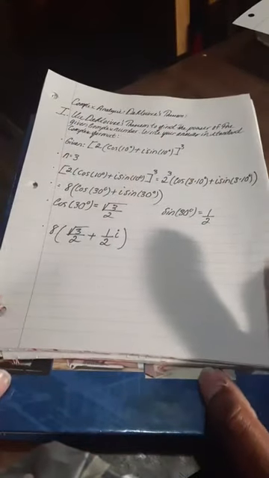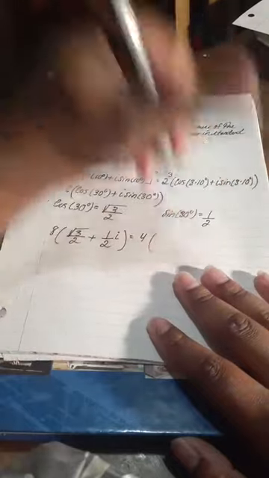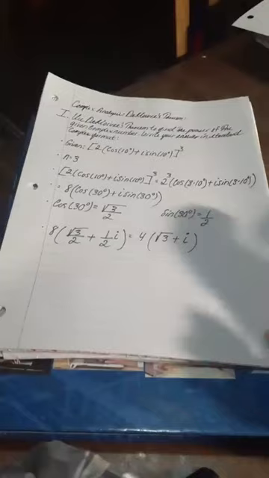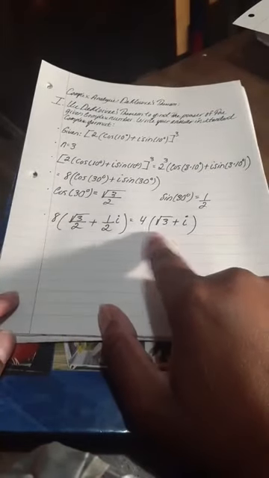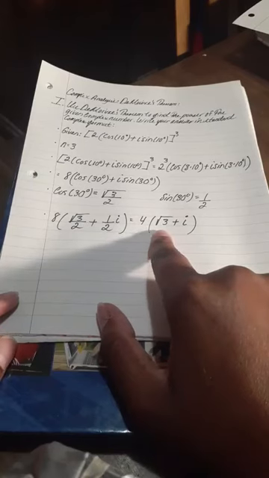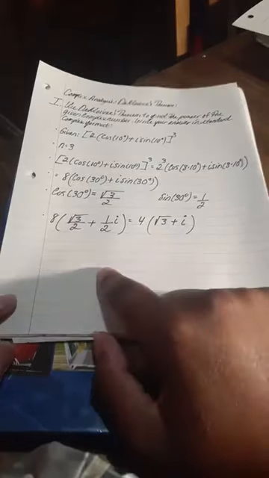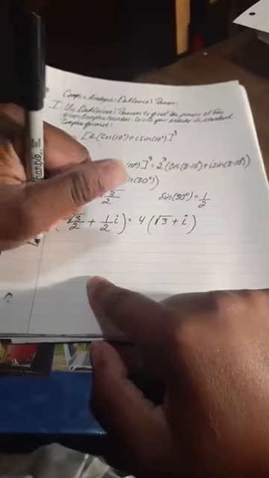Now if we distribute the 8 in and simplify a little bit, we'll get 4 multiplied by the square root of 3 plus i. And if we distribute this 4 in, we get 4 times the square root of 3, which would be the real part, and then the imaginary part will be 4i. And that would be our answer.